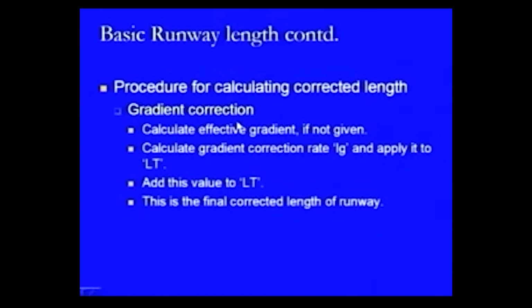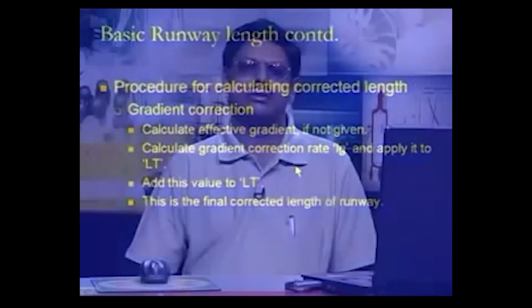Finally, there is the gradient correction. In the case of the gradient correction, we calculate the effective gradient, and after calculating it, the correction is found as LG. Now this LG is to be applied on the previously calculated length, that is LT, and therefore we have the final corrected length, which is nothing but LT plus LG. So, this is how we can compute the length of the runway strip at any height for a given temperature and for a given topographical condition translated into the form of effective gradient.